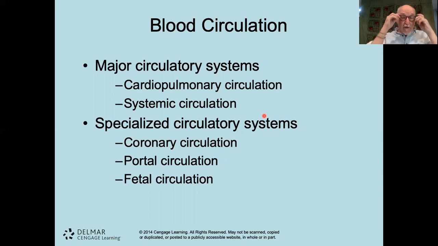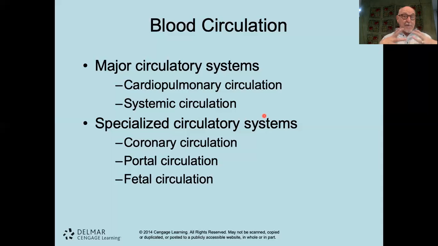The next one we're going to learn about is the portal circulation, often called the hepatic portal circulation. This is a closed circulatory system from the gut to the liver. And a portal system is a system of blood flow from one point to another, which does not have the heart involved in it. So it's like a self-contained circulatory system.